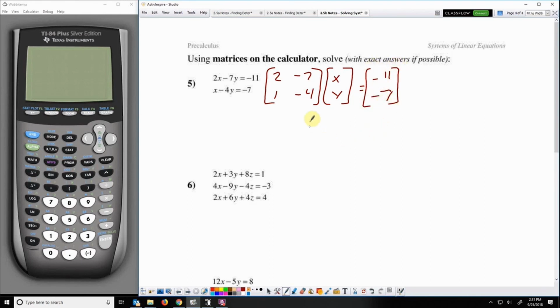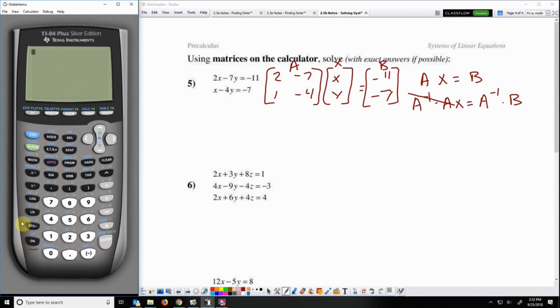Okay, so I'm going to just change this into different names, A, X, and B. So we've got matrix A times matrix X equals matrix B. So what I can do to get X by itself is multiply both sides by the inverse of matrix A, and that will cancel that out. That gives me an identity matrix, which is essentially 1 times X, which is just X. Okay? Now, I can go to my calculator and use matrices.